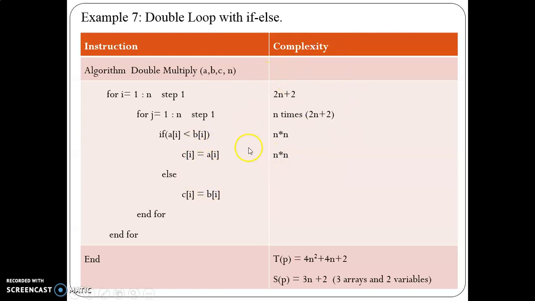So total complexity of this algorithm is 4n square, because this will become 2n square. So 2n square plus n square plus n square is 4n square, and this is 2n plus 2n, so 4n, plus 2 is the complexity of this algorithm. And the space complexity is how much? There are 1, 2, 3 arrays, so 3n. And how many variables? i and n. 2 variables are there. So 3 arrays and 2 variables will give you a complexity of 3n plus 2.